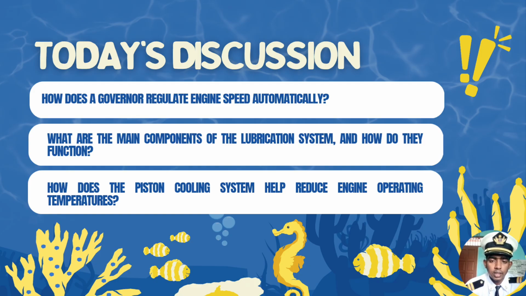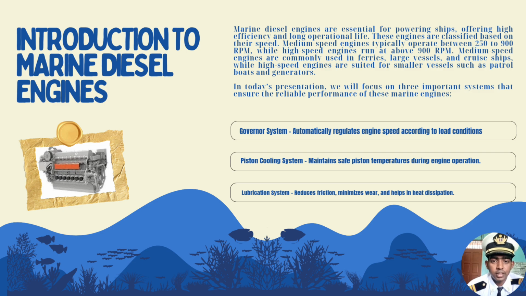So today's discussion is mainly about how a governor regulates engine speed automatically, what the main components of the lubrication system are and how they function, and how the piston cooling system helps to reduce the engine operating temperatures.